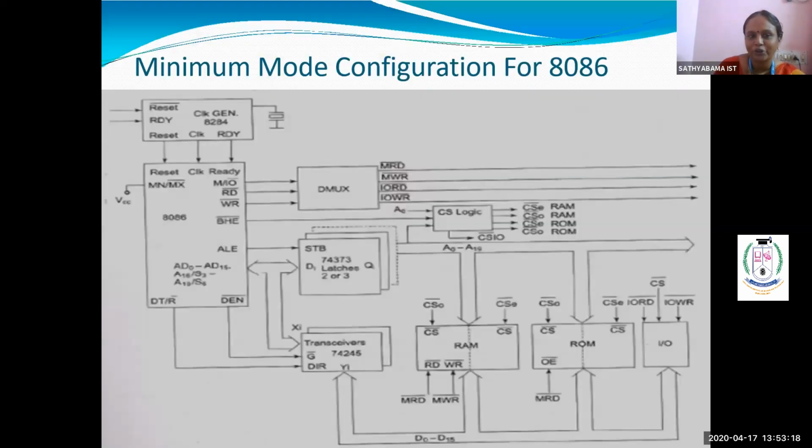Now we will go to the minimum and maximum mode configuration of this 8086. I think students, please see the diagram of this. Then you can understand well. You just see this minimum mode configuration of 8086. This diagram is not a complicated diagram. It is a very easy diagram. Only thing is you have to understand it. Okay. So you just see this diagram.